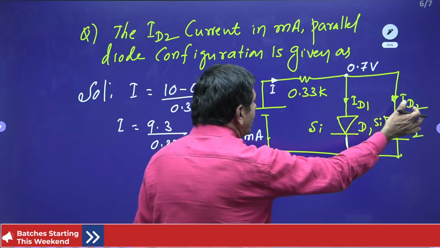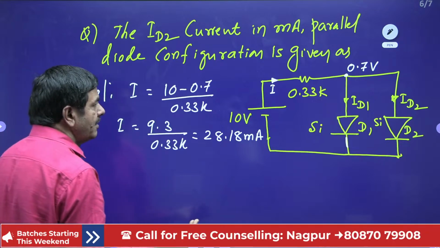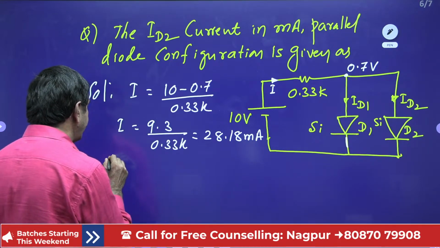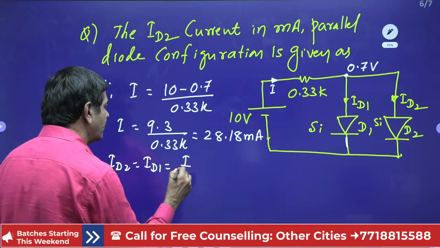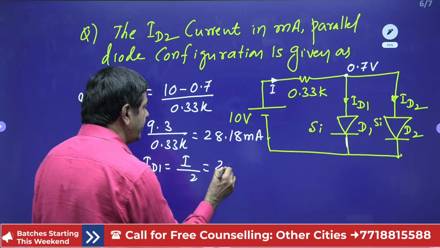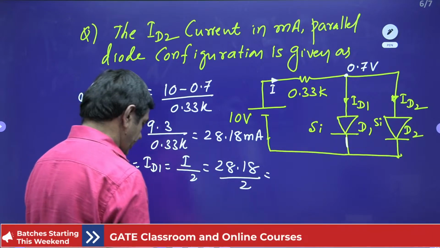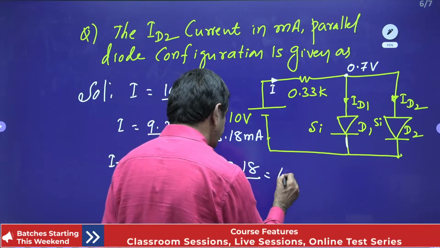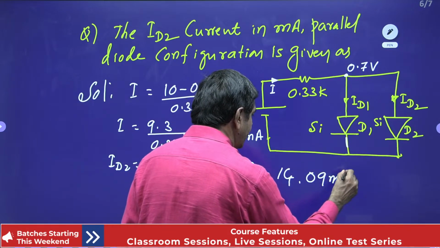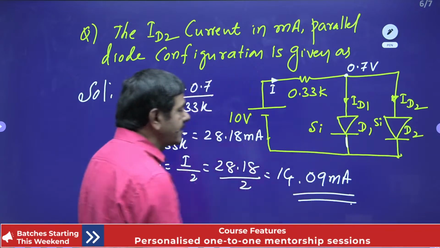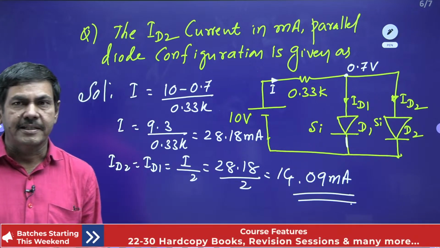But ID2, as I said, half of this current will flow this side. Both diodes are the same, so equal values are possible here. ID2, otherwise ID1, both are the same, equal to I by 2. I can write 28.18 by 2, and you are going to get 14.09 milliamperes. That much current is passing through this diode D2, we can say.